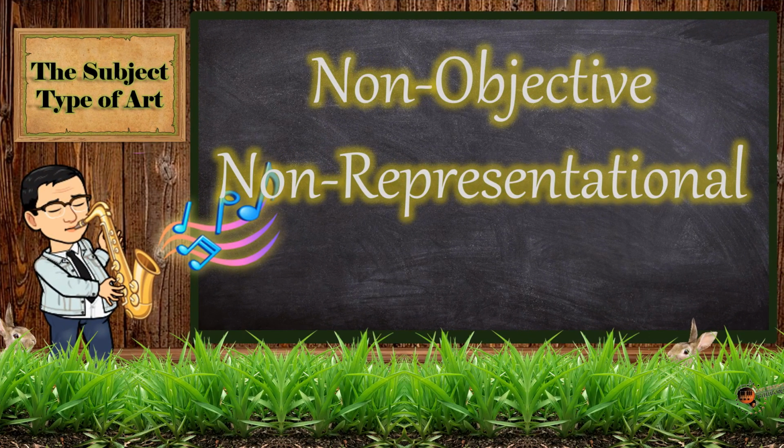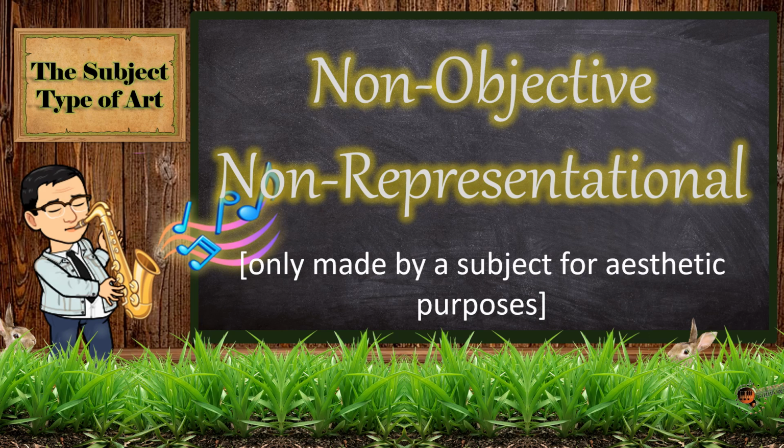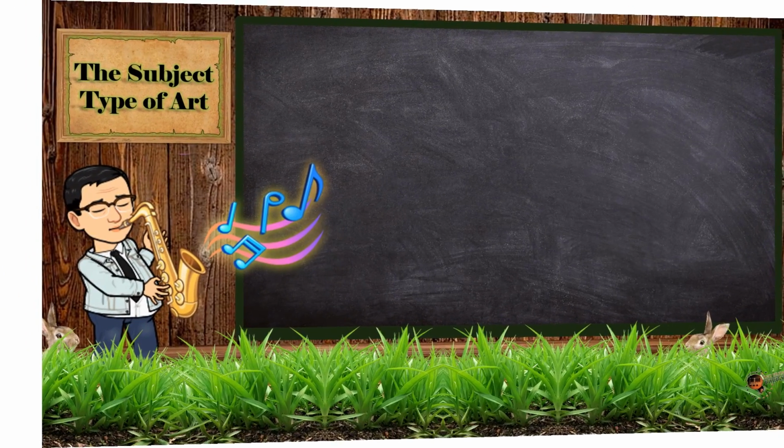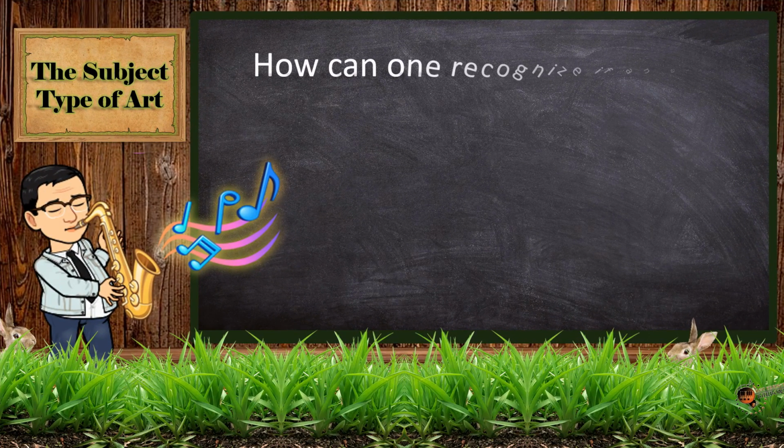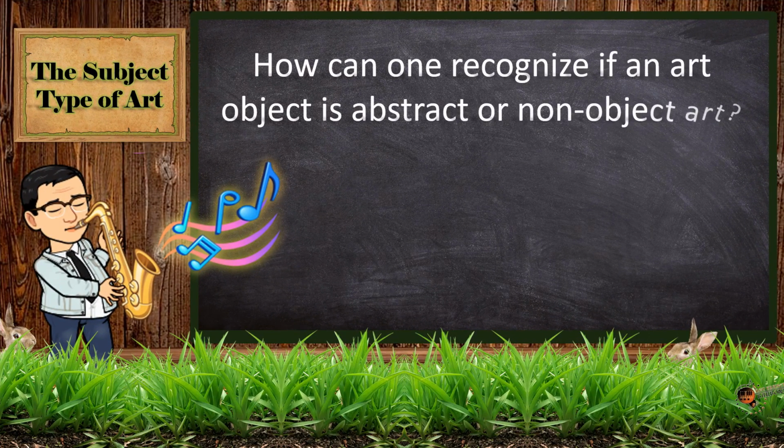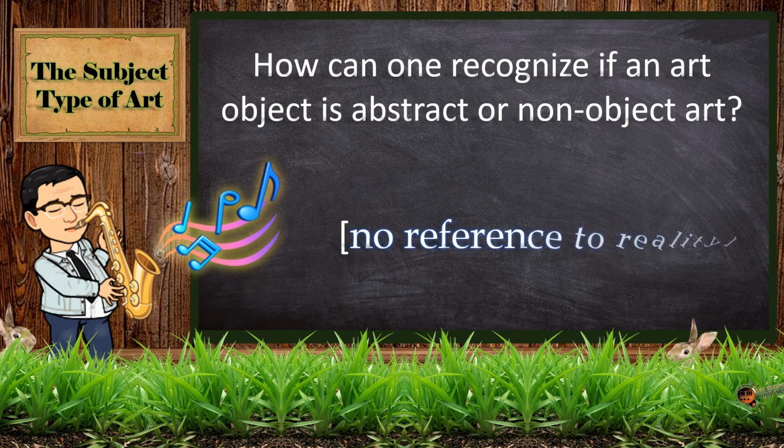A non-objective or non-representational type of art is only made by a subject for aesthetic purposes. One might say that this type of art is the same as abstract art, but it is often the mistake of the perceiver. How can one recognize if an art object is abstract or non-objective art? Very simple. If an artist starts with no reference to reality, then the actual output is called non-objective or non-representational art.